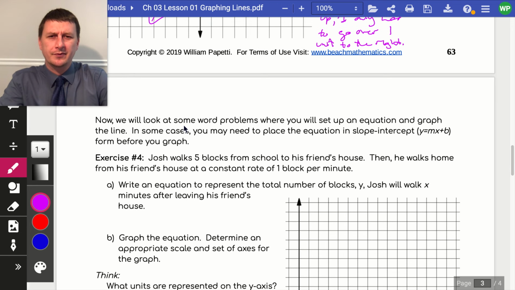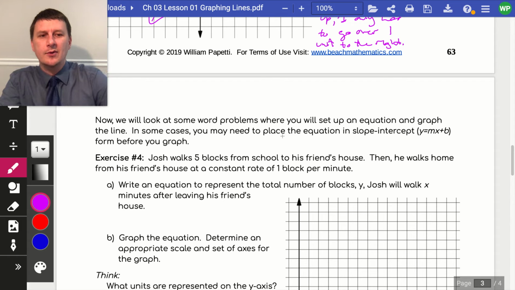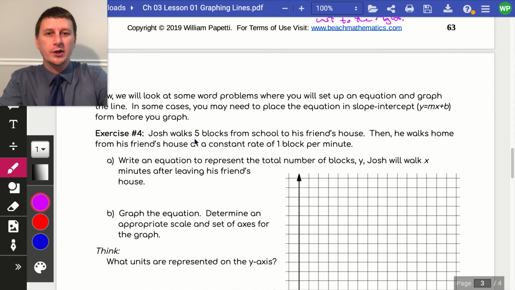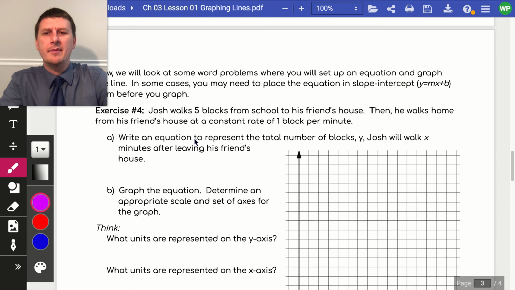Algebra 1. And now that we've graphed a few lines, we're going to incorporate some word problems to graph as well. We're going to look at word problems where you will set up an equation and graph the line. In some cases, you may need to place the equation in slope-intercept form before you graph. Let's take a look at what that might mean.